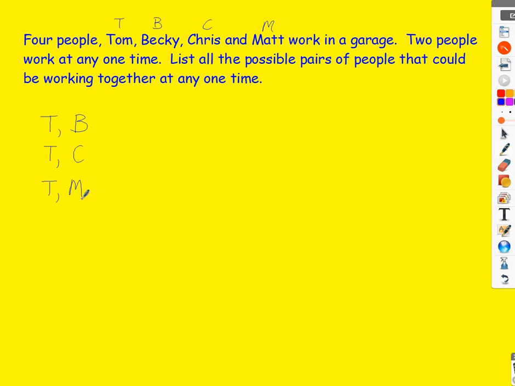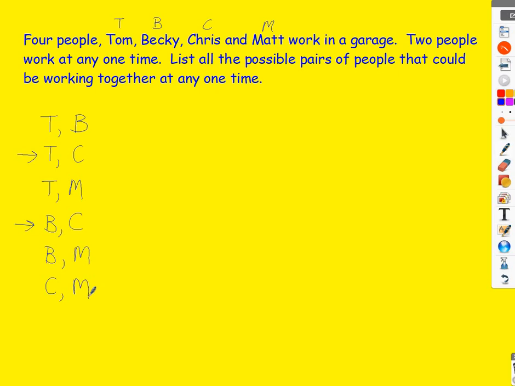Right, so let's move on to the next name then. Becky. So B for Becky. Now, we've already got her working with Tom, but she could work with Chris, and she could also work with Matt. The next name on the list then is going to be, so we've done Tom, we've done Becky, let's do Chris. Now we've already got Chris working with Tom here. We've also already got Chris working with Becky. So the only one we need to include now is Chris working with Matt.